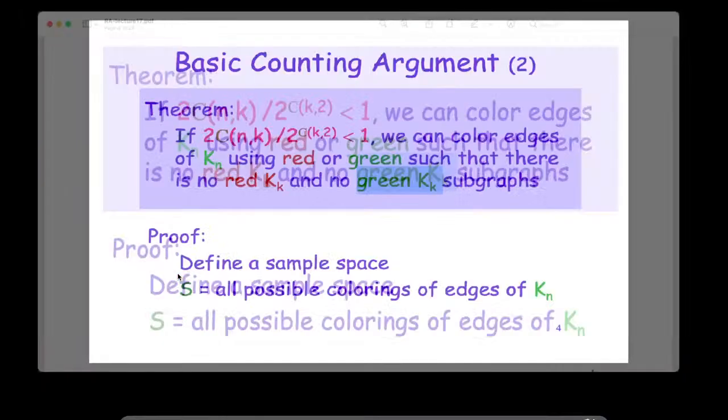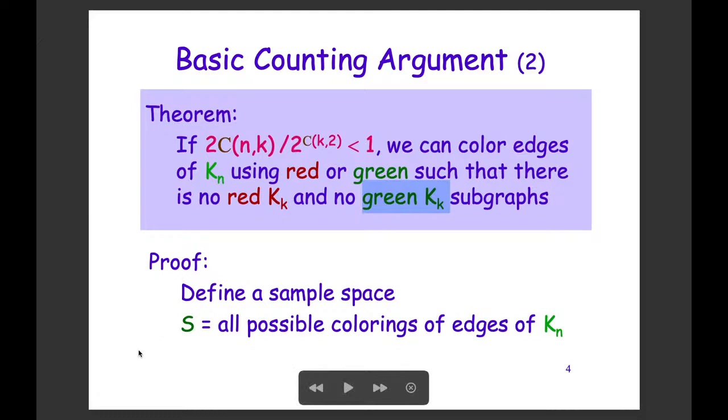Okay, so what we are going to do here is define a sample space. So what is going to be our sample space? We let S, the sample space, be all the possible colorings of the edges of Kn. So Kn has many edges, okay? Each edge can be colored red or green. So all of them red is one case, all of them green is another case. The first edge is red and all the remaining are green, it is another case. The second edge is red and all the remaining edges are green, it is another case, and so on and so forth.